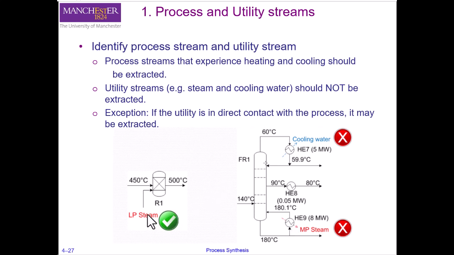If a utility, for example, here we have LP steam, is used in the process directly to enhance the efficiency of the reaction or the efficiency of this process. So for example, here steam is used in the shift reactor to again enhance the efficiency of the reaction. So we can extract it, because this stream is not a utility stream anymore. It is now part of the process, and we treat this steam as our process steam, and then we need to extract it. So to summarize, we need to extract all the process hot streams and cold streams.